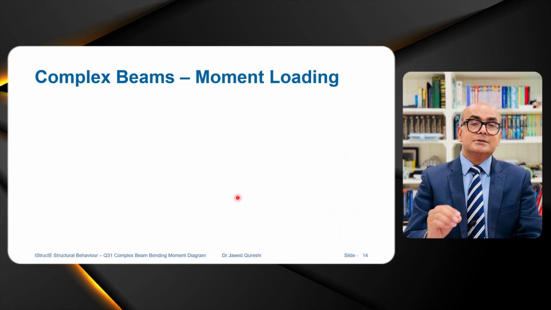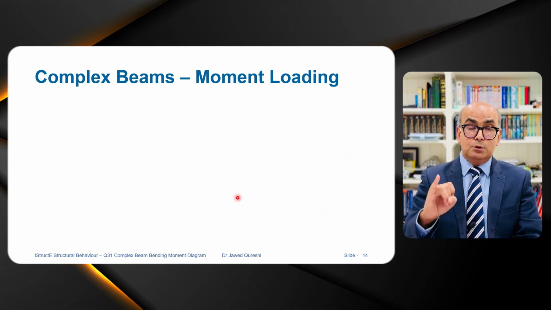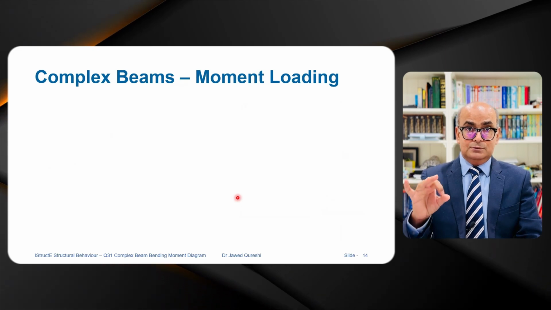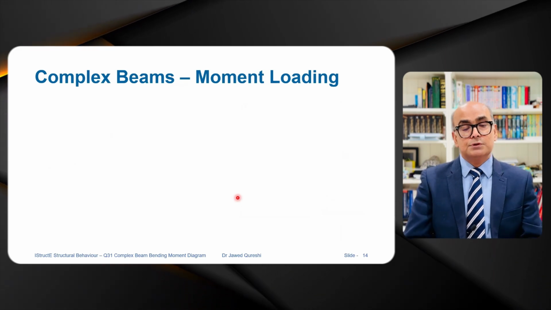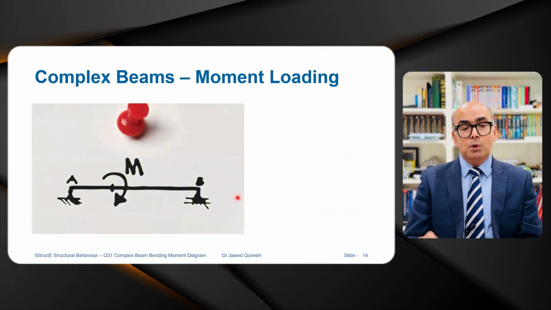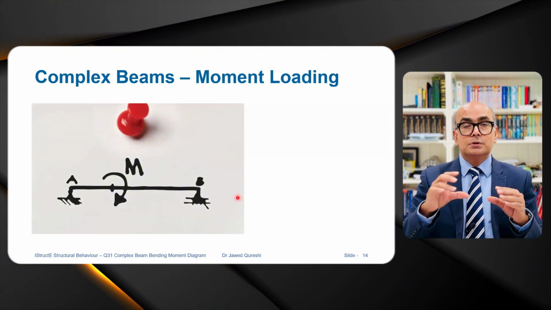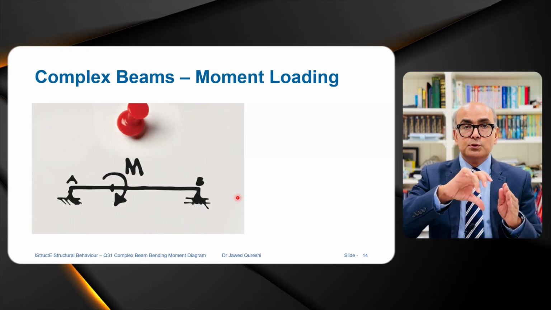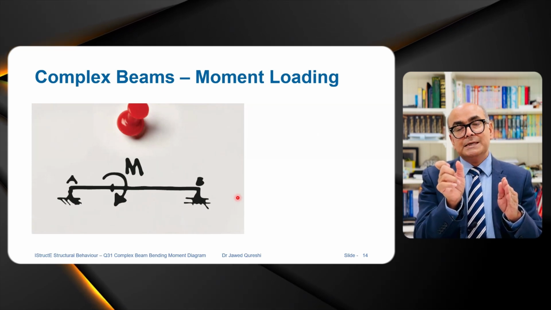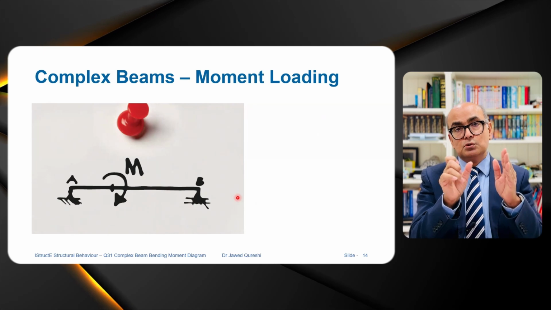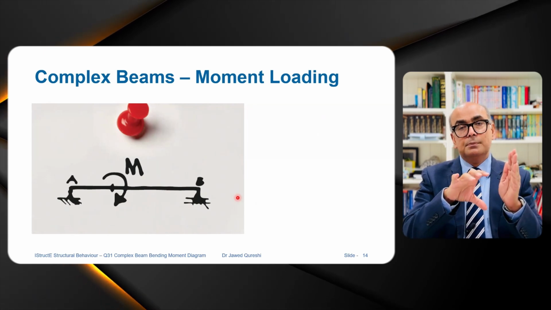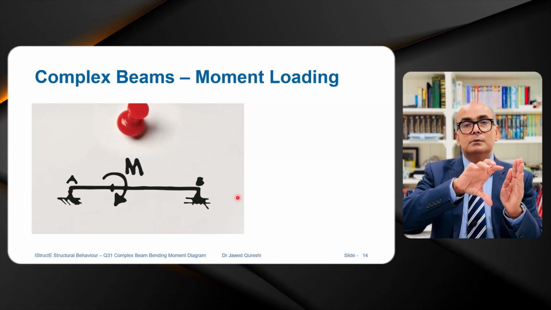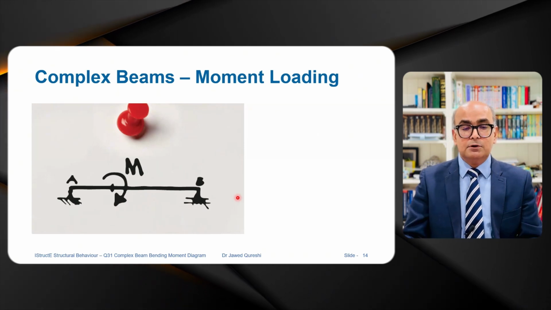I had to consider 3 points: moment loading, distributed load, and hinges or pins. So let me start with the first one, which is moment loading. When moment loading is applied to a beam, it will try to put one portion of the beam in tension. So one portion will be in tension at the top and the other portion in tension at the bottom. External moment has this kind of effect.